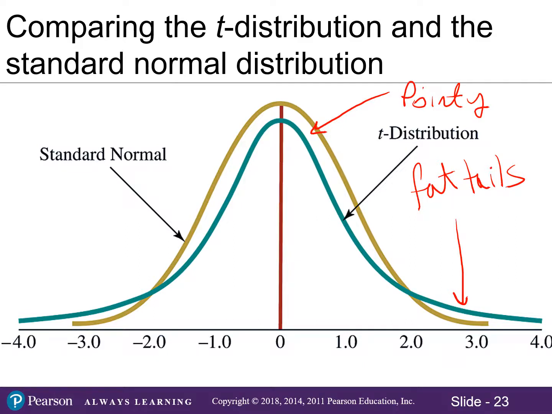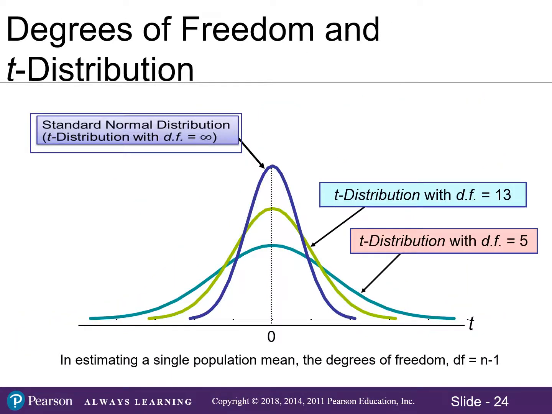And the thing it depends on is what we call degrees of freedom. We've talked about degrees of freedom before, but we'll get into that. So degrees of freedom is just one less than your sample size. That's down here really low on the slide, so notice it.